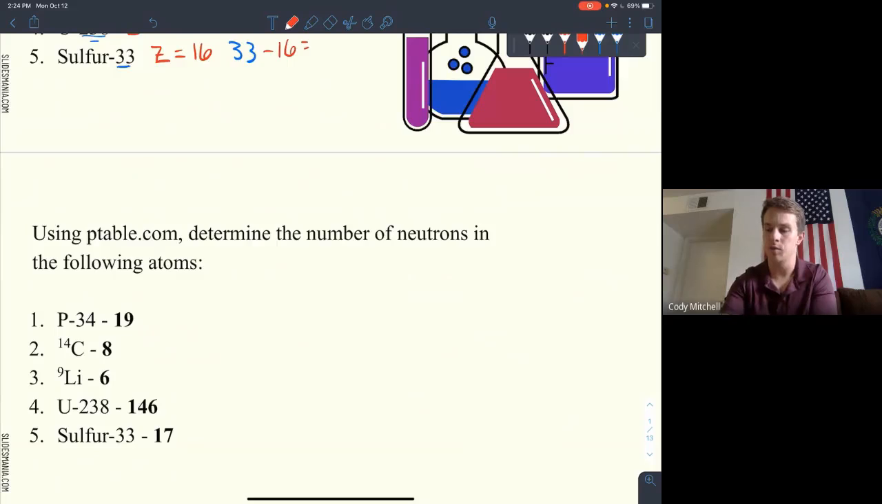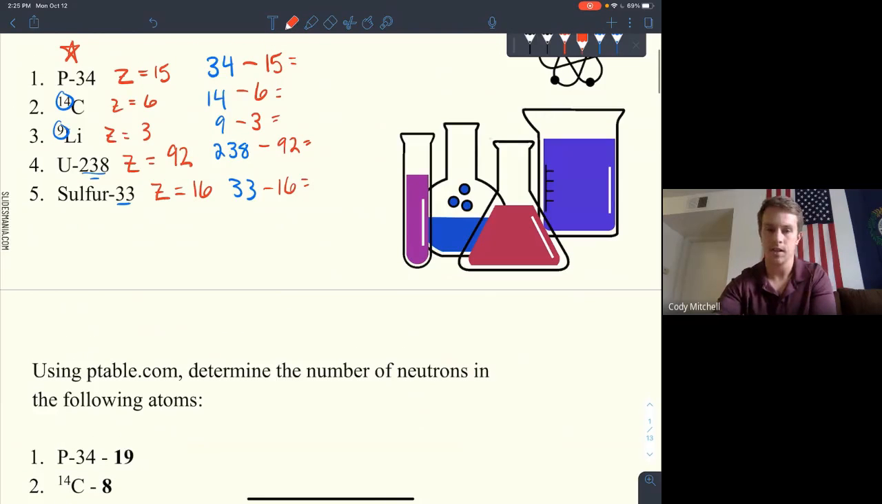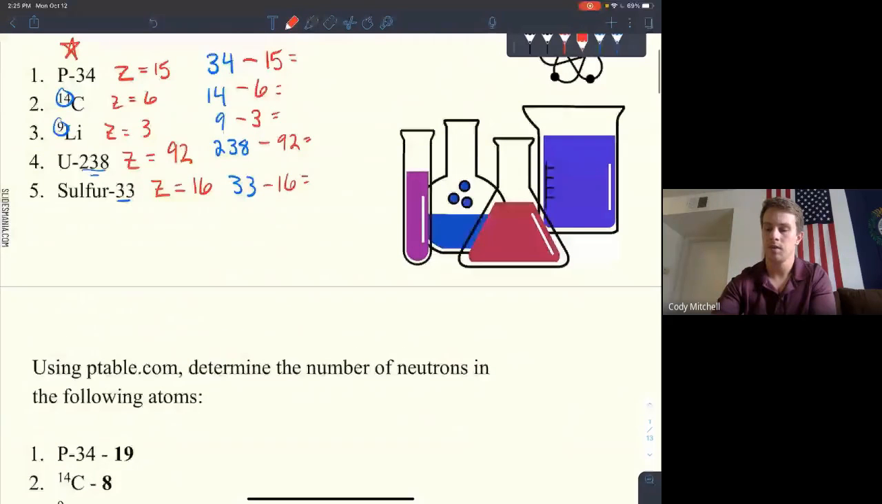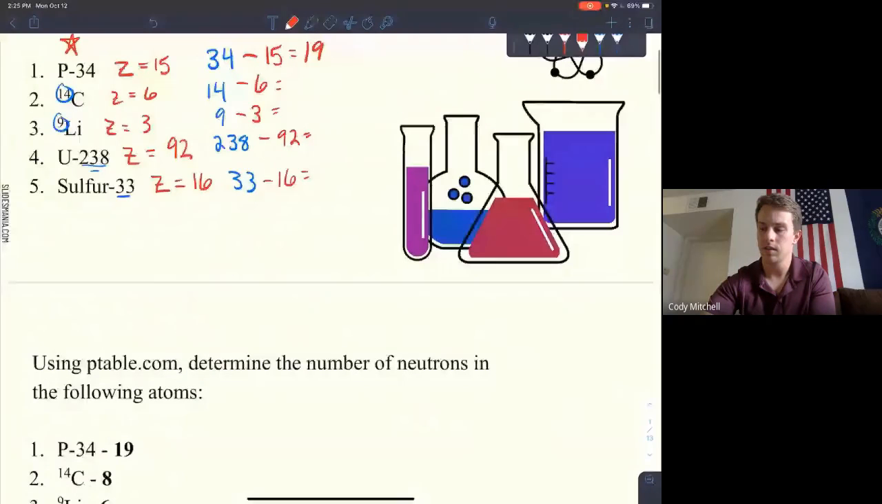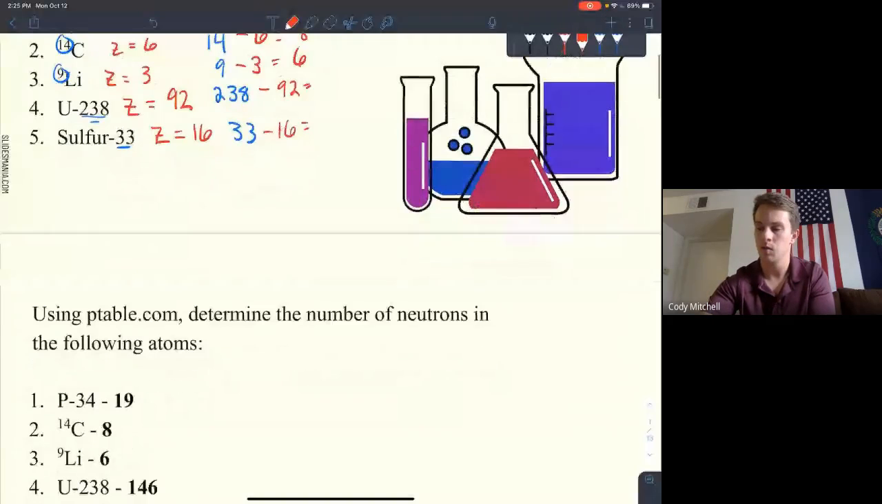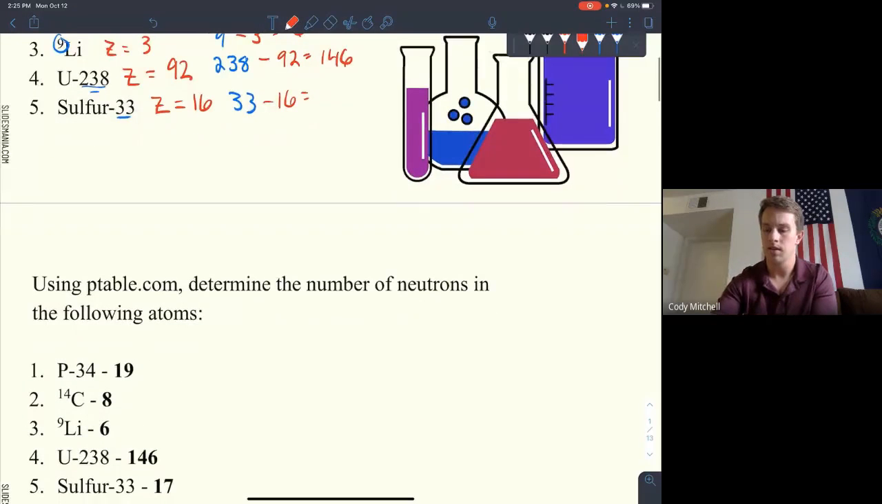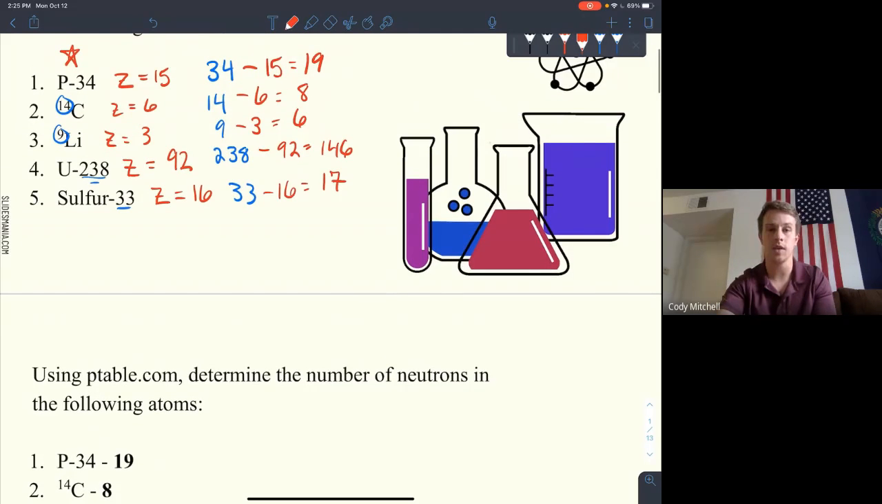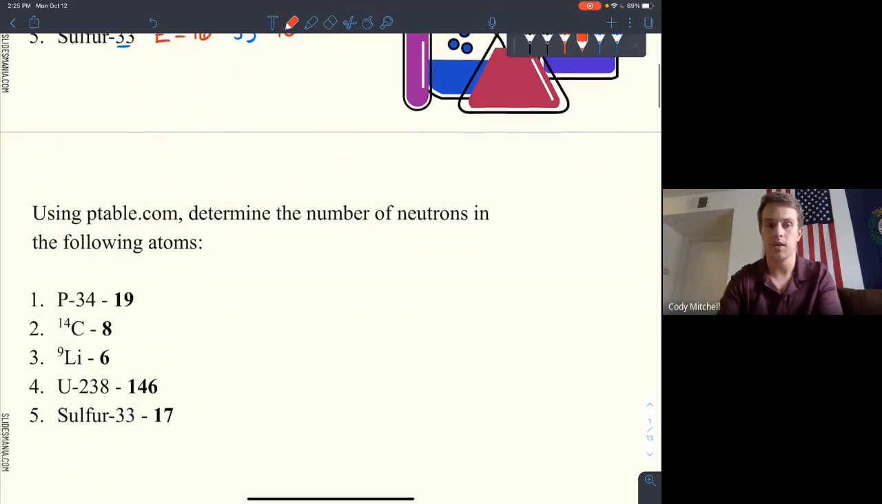And if I go to the next slide, you'll see the answers. So it would be 34 minus 15 to get 19 for this one. 14 minus 6 is 8. 9 minus 3, you'll see 6. 238 minus 92 gives us 146. And 33 minus 16 is 17. All right, so these are our correct answers. This is how you get to the number of neutrons if you're given an isotope symbol. And then you can, of course, look up the atomic number or number of protons on the periodic table.